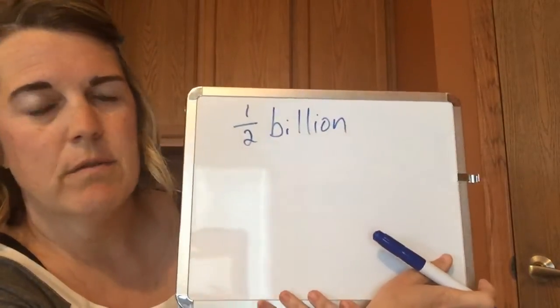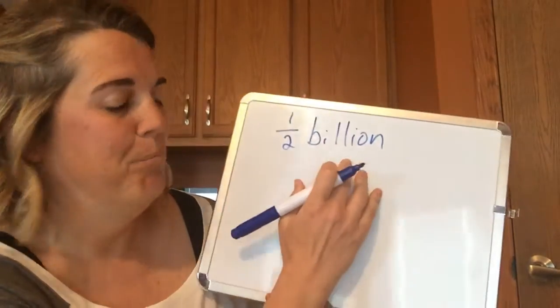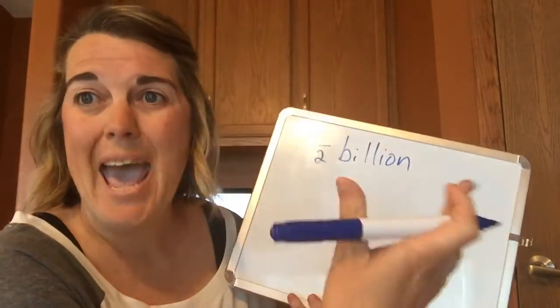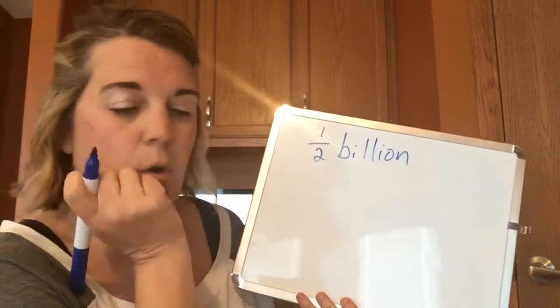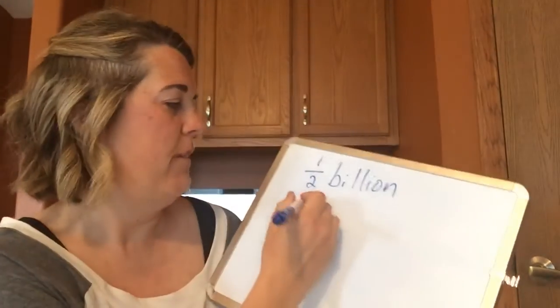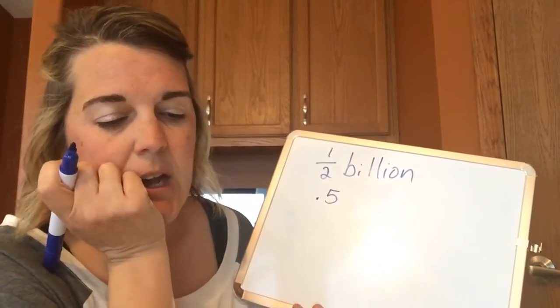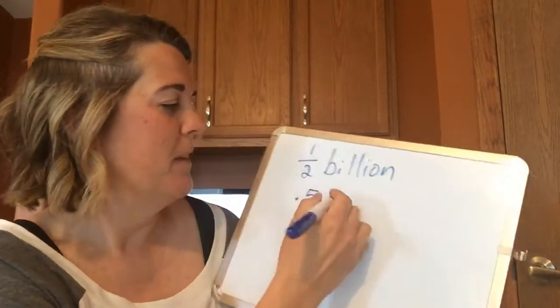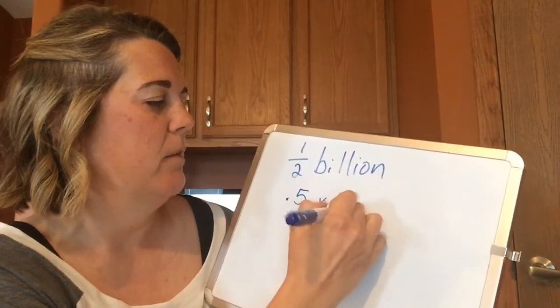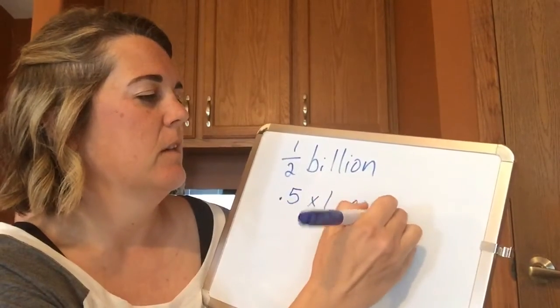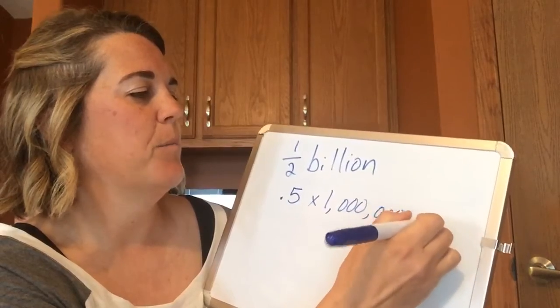write 500 million in standard notation. So they wrote it like this. 500 million in standard notation. Okay? Well, 500 million means you're finding half of 1 billion. So a half of something is 0.5. Okay? And then you can think about this like multiplying it by 1 billion. So there's 1,000, there's 1,000,000, there's 1 billion.